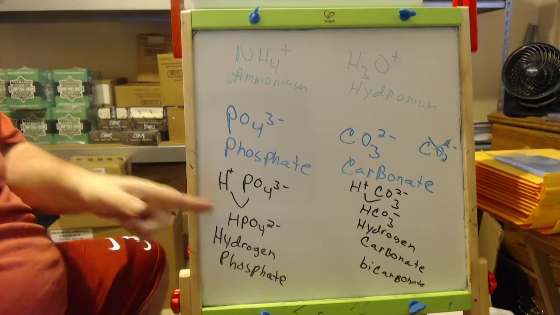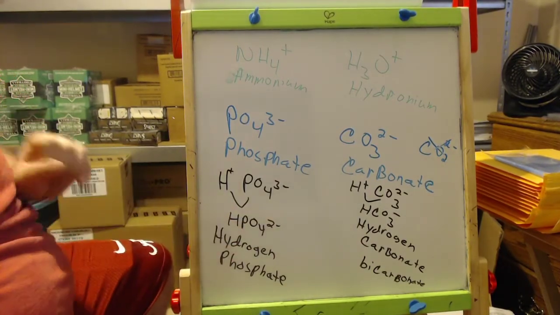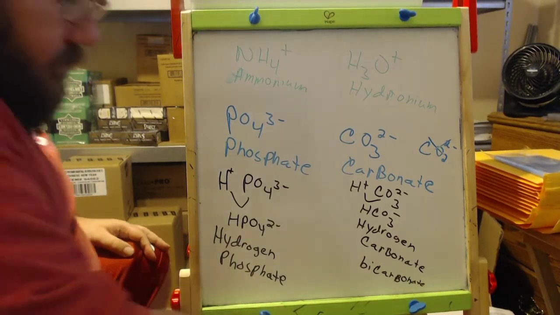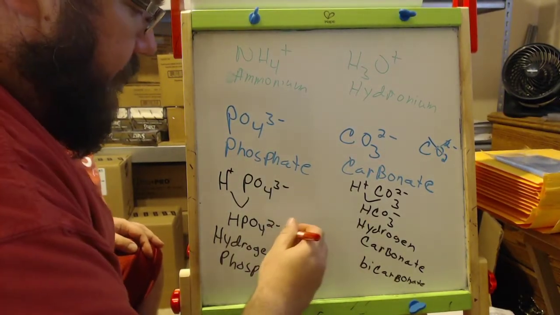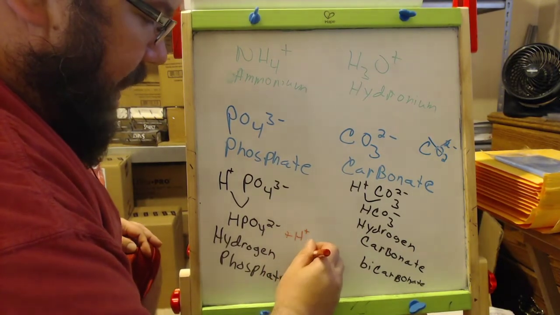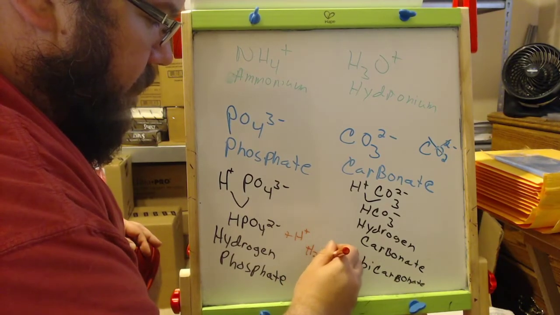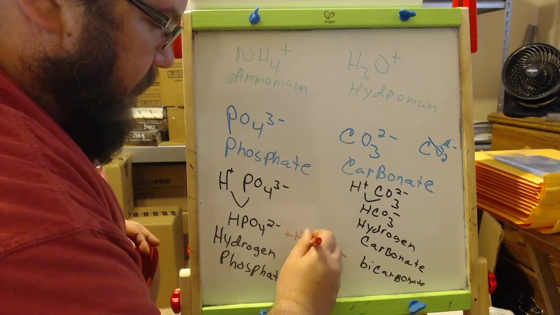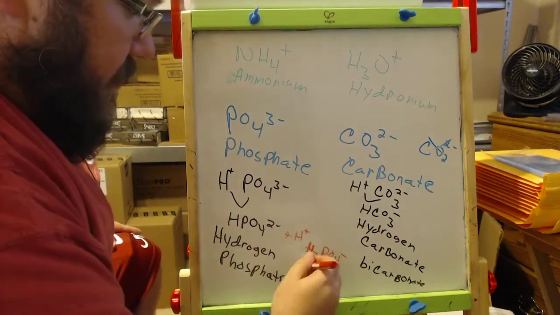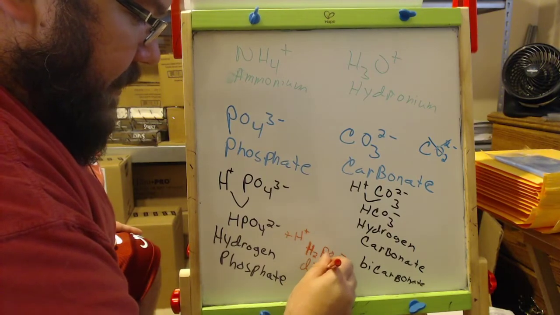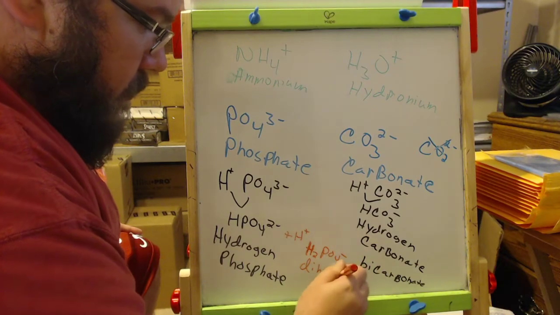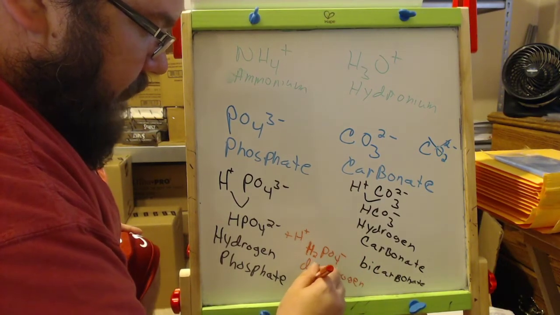Now, since this has a 2 minus charge, guess what it can do? It could take on another hydrogen. If we add another hydrogen to it, we're going to get out H2PO4 minus 1, because for every hydrogen we add, we take away a negative charge. This one is known as dihydrogen phosphate.